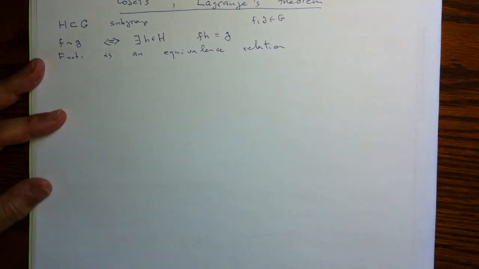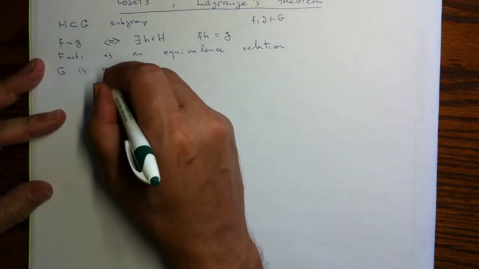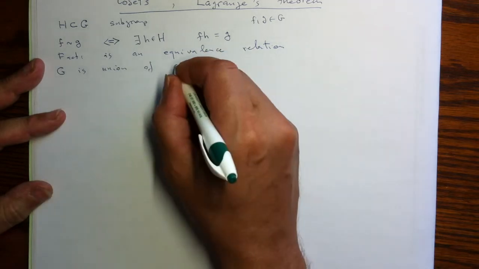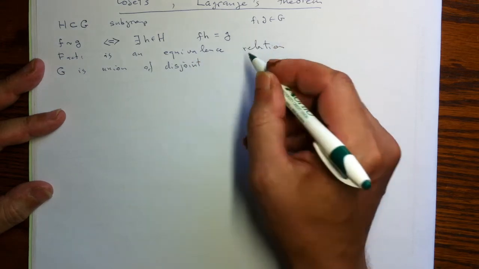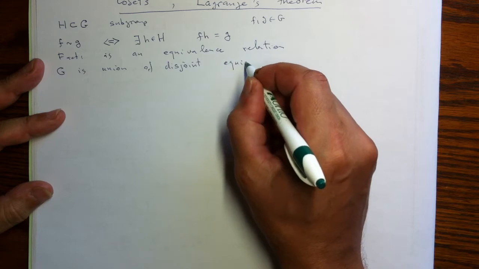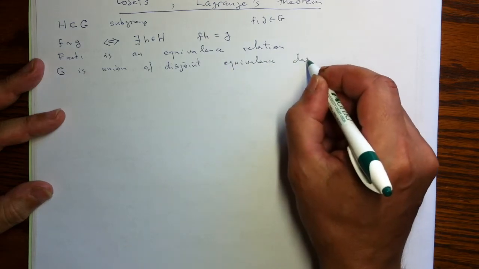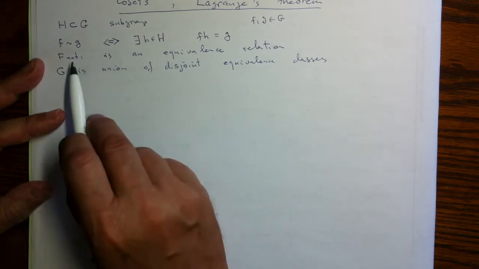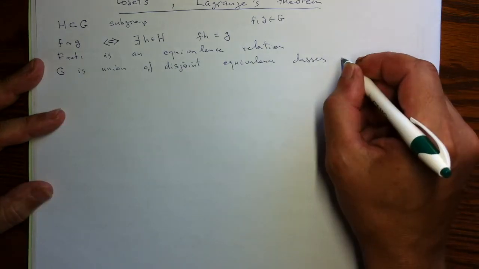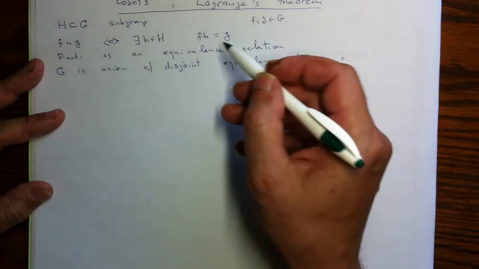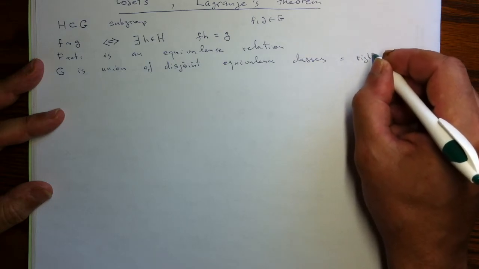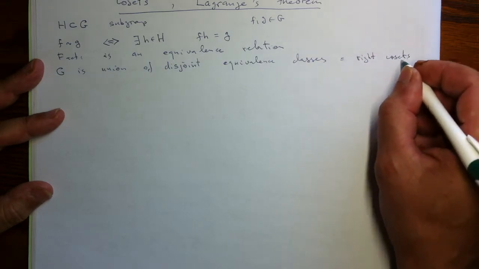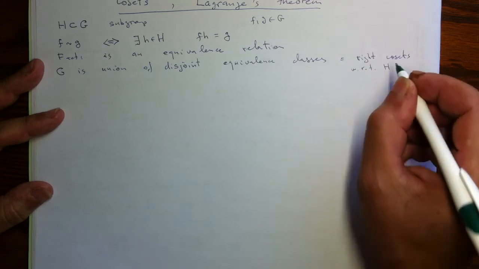And as any equivalence relation, it will break the whole set G into a union of disjoint equivalence classes. For this equivalence relation, equivalence classes are called cosets. Well, we're using the right multiplication, so they're right cosets with respect to the subgroup H.